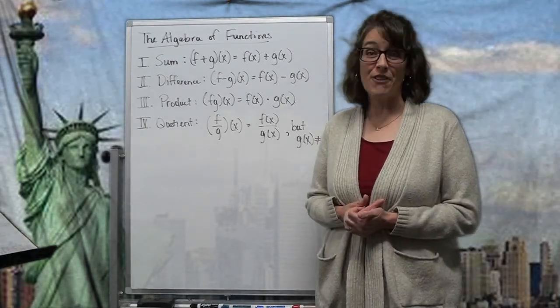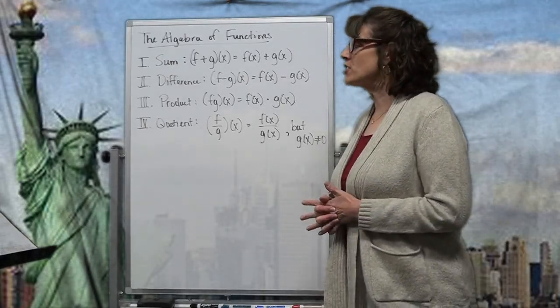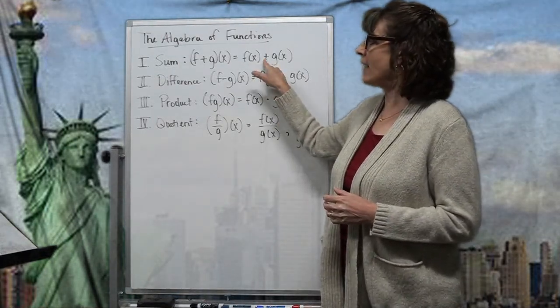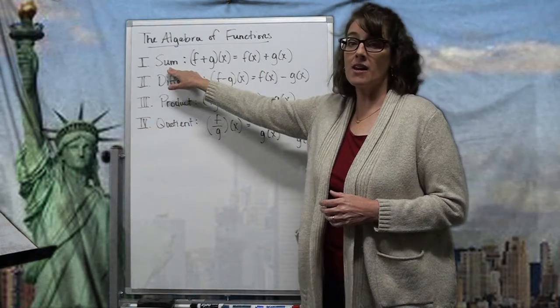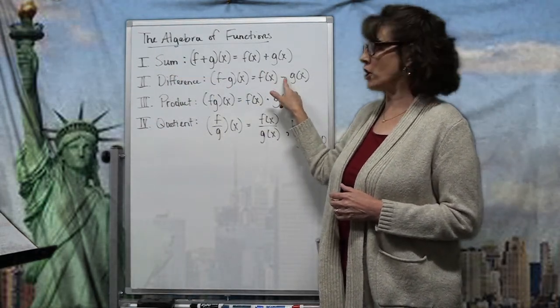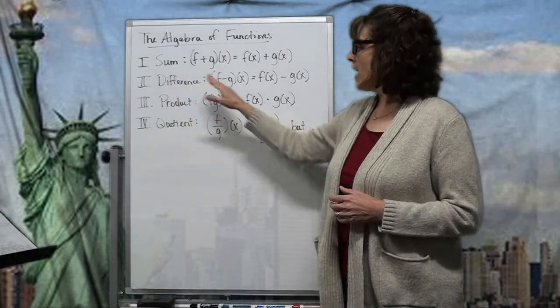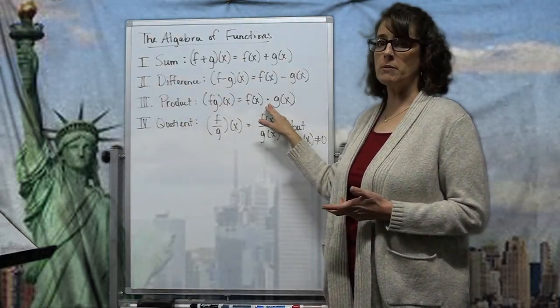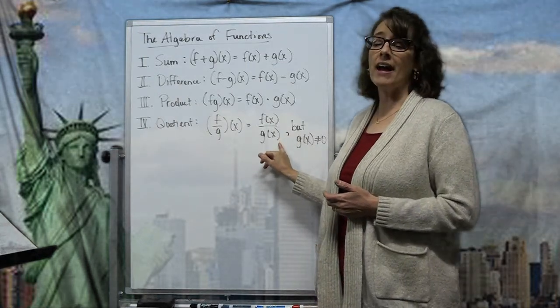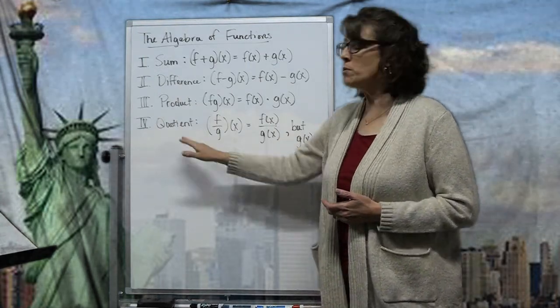All right, well, let's jump into the algebra of functions. The algebra of functions simply says I can take two functions and I can add them together, which would be a sum. I can take two functions and subtract them from each other, which is a difference. I can multiply them together, which is a product. And I can divide them, which would be a quotient.